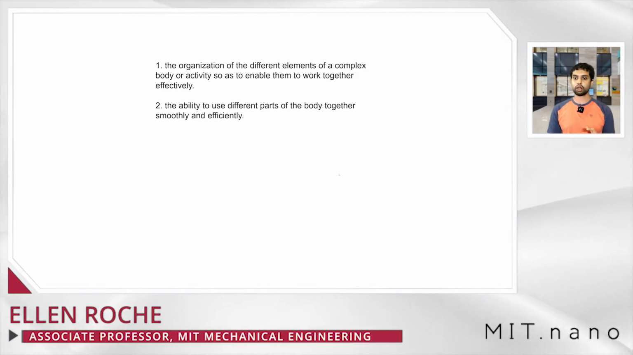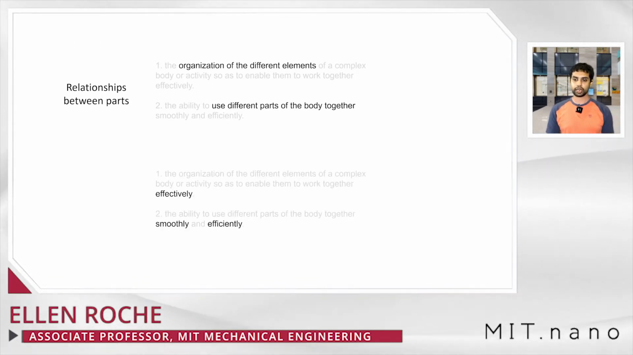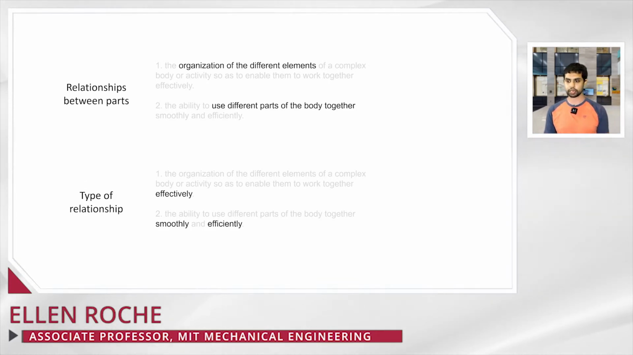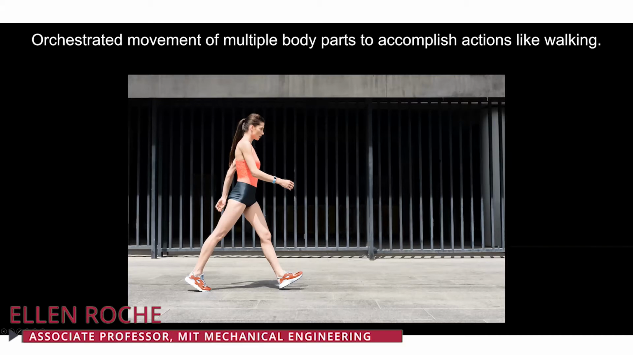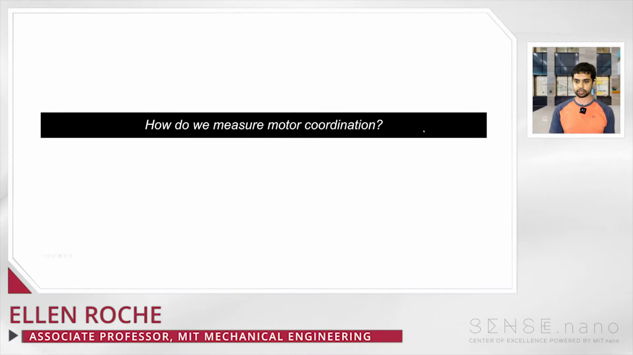If we look at what is common across these two definitions, it is the idea of relationships between parts. If we look at what is different between these two definitions, it is the type of relationship. So today I'm mostly going to talk about how to identify and quantify relationships between different parts. In the context of movement, motor coordination is an orchestrated movement of multiple body parts to accomplish actions like walking. Coordination is applicable in our daily life, not just in the context of specialized movements.